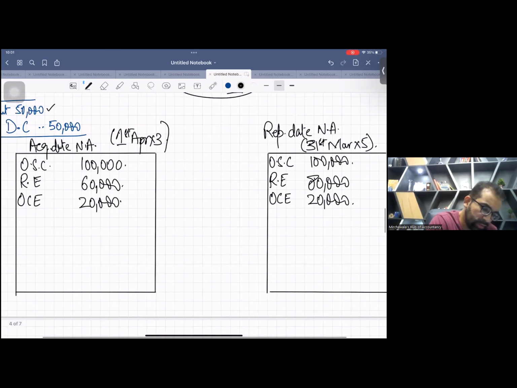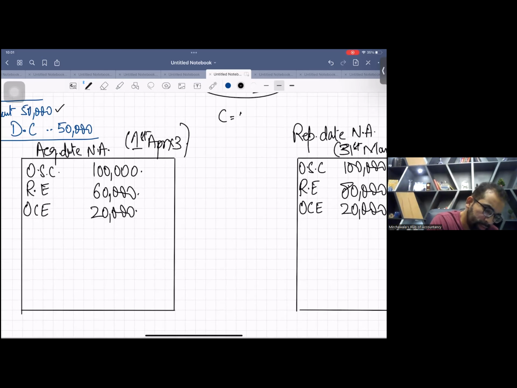You all know that C is equal to A minus L, and an upward fair value adjustment is like an upward revaluation. When the asset's value goes up, the net asset will also go up. So at the date of acquisition, first you will write the fair value adjustment on the plant, and this is 30,000, right?